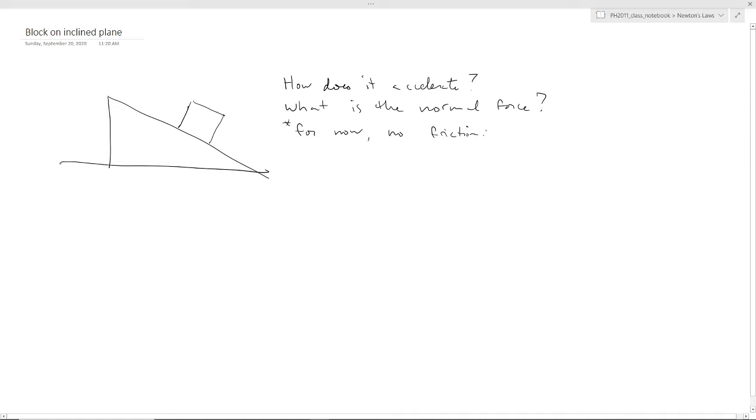So, okay. The first thing that we would do when we approach this is put in the forces that we know. So the force of gravity will be down, the object's weight. The normal force, so I've tried to emphasize to you, the normal force is always perpendicular to the surface. That's what normal means. The normal force will be like this.